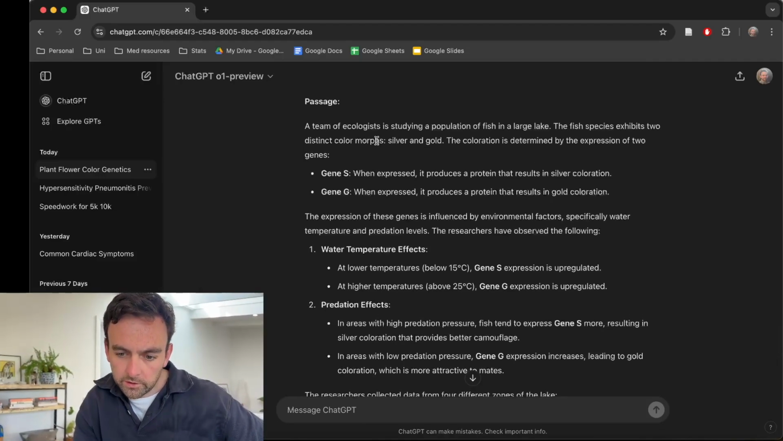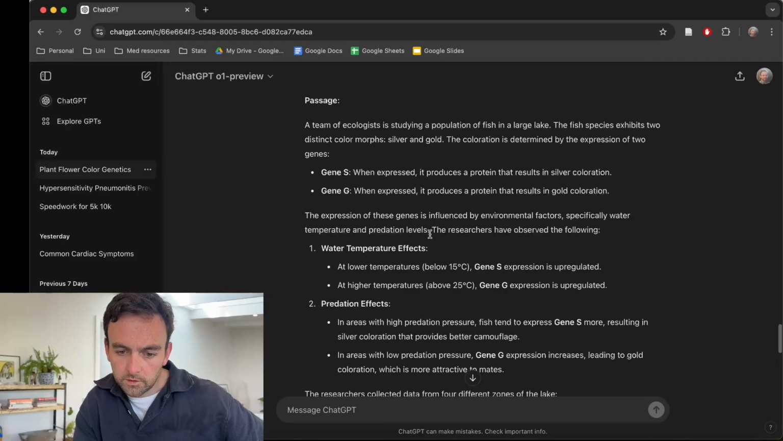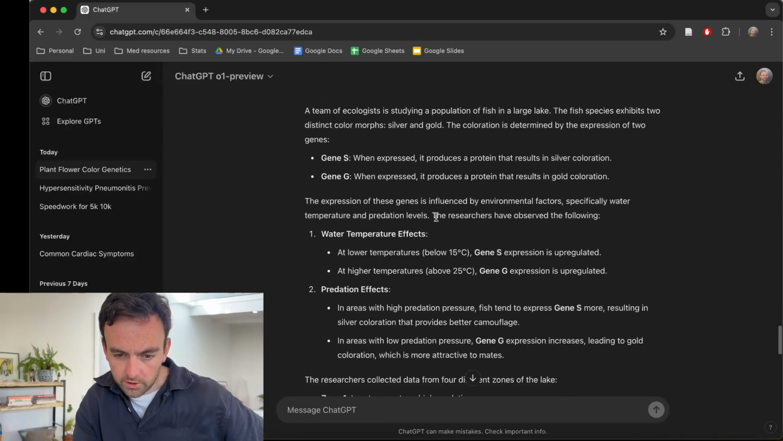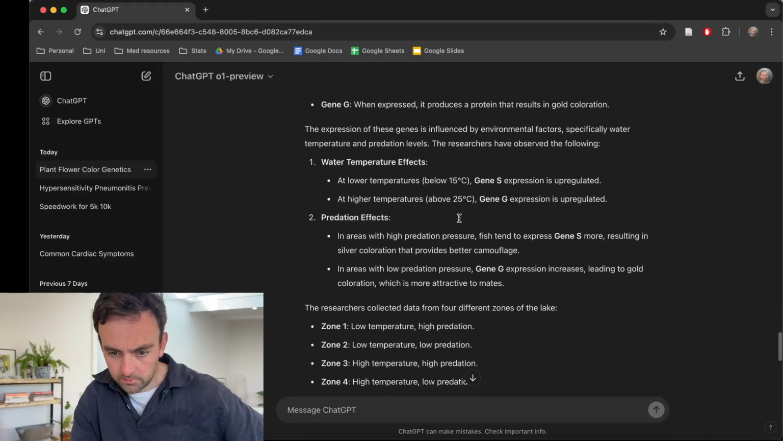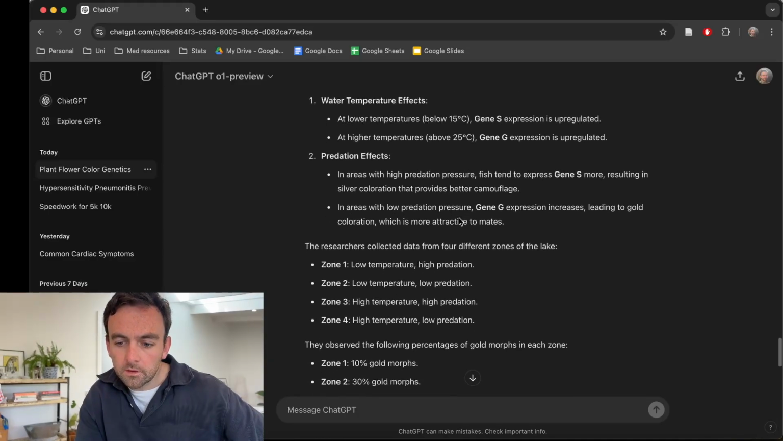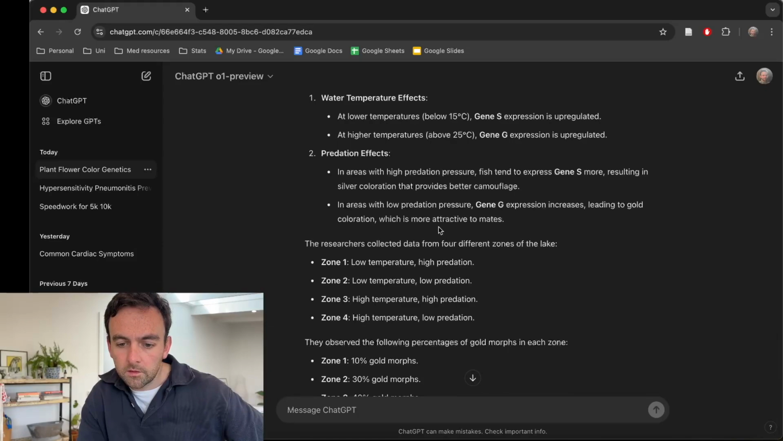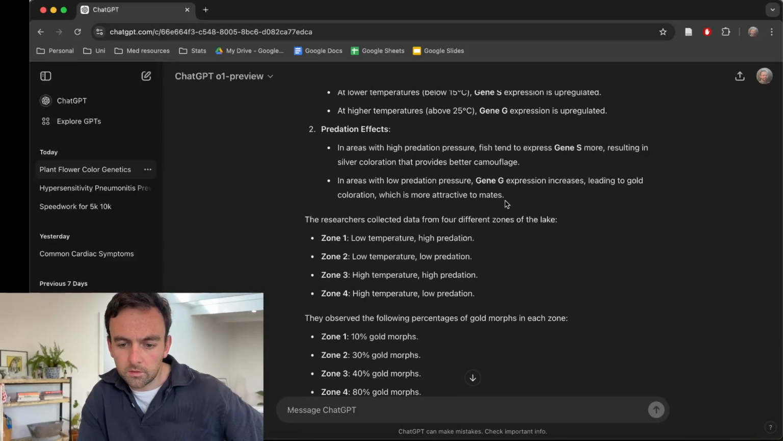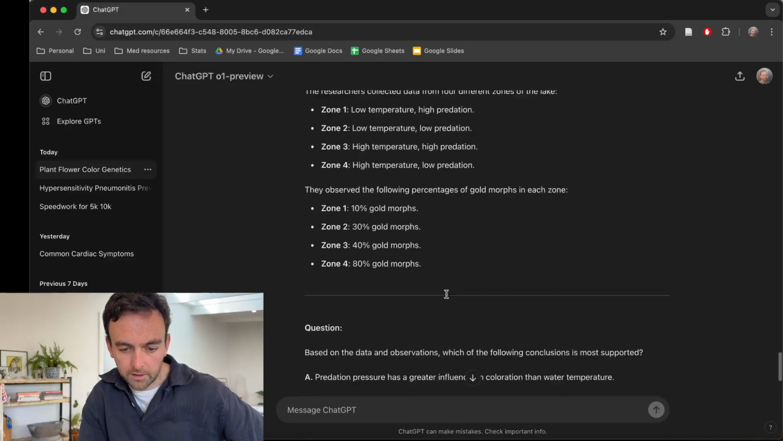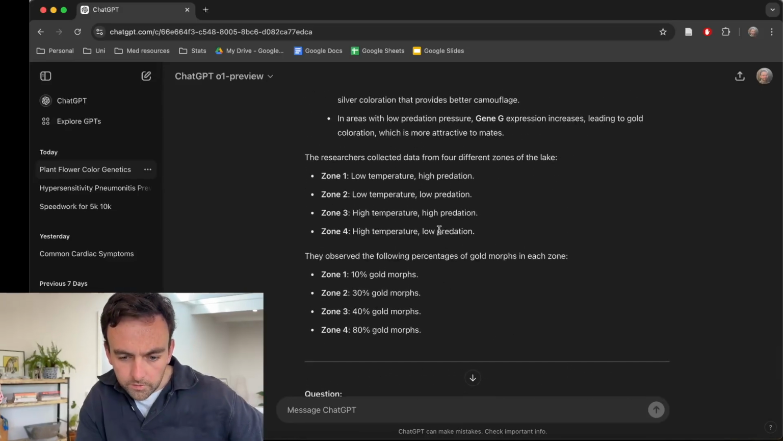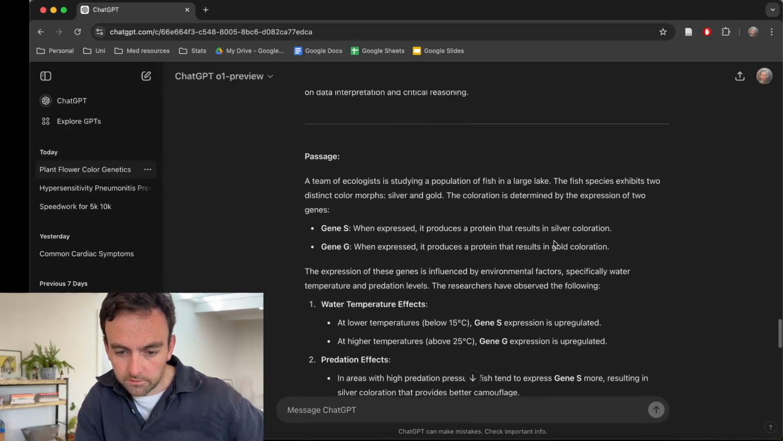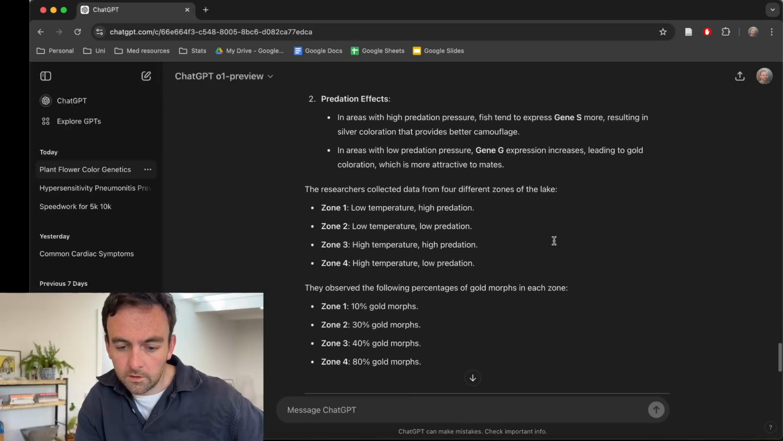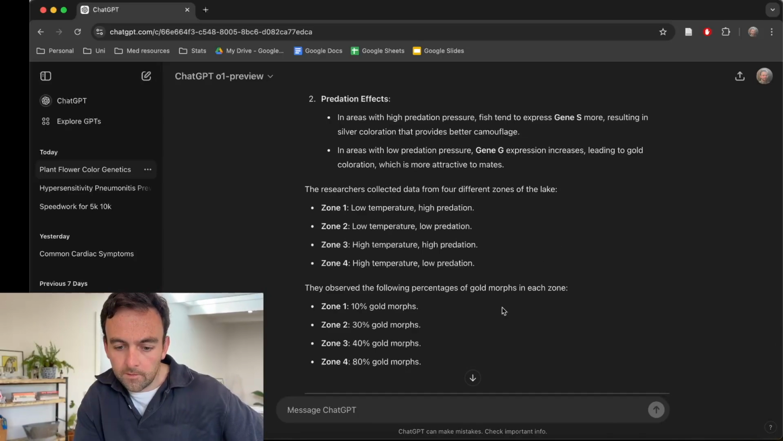So the coloration is produced by these two genes, S and G. The expression of these is influenced by environmental factors, specifically water and predation levels. So these are both going to have an effect. So I need to look at gold morphs. So what's that? Gold coloration, I feel.